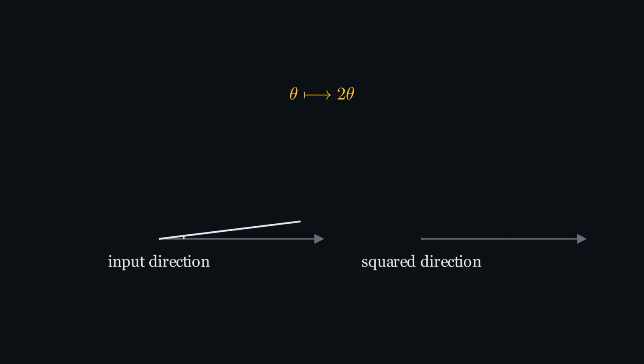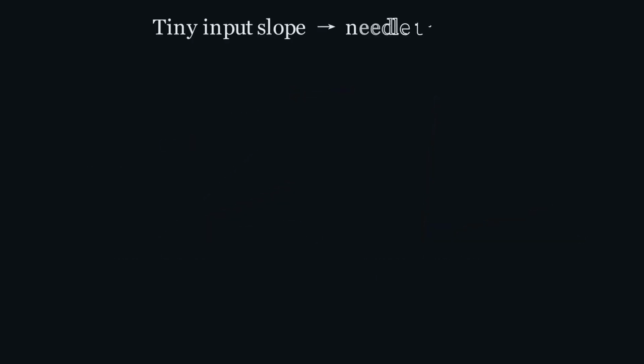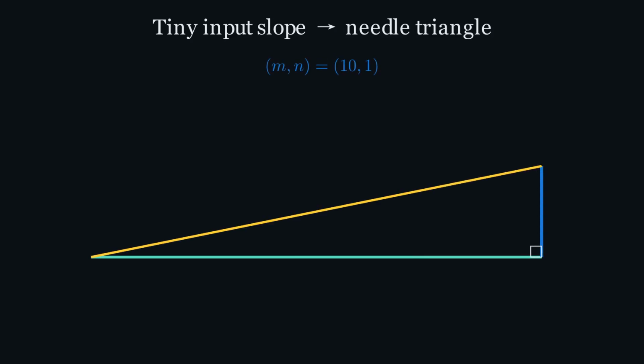If n is tiny compared with m, the input point sits close to the horizontal axis. Squaring keeps the output angle small. One leg is short, the other is nearly the hypotenuse, so the triangle looks like a needle. Take 10, 1, 99, 20, 101. If n creeps close to m, the input angle approaches 45 degrees. Squaring pushes the output angle toward 90 degrees, which again makes one leg small.